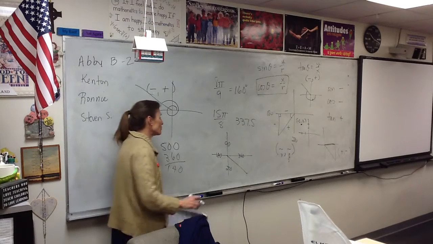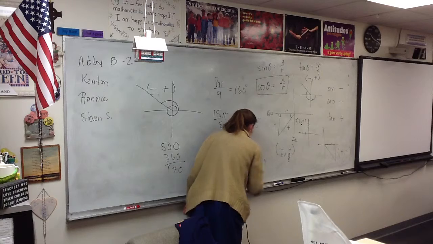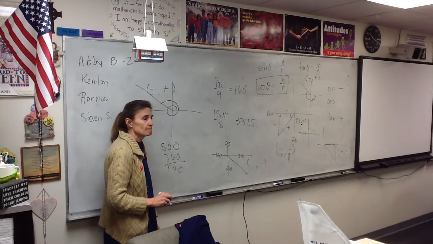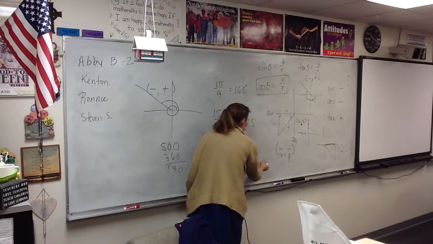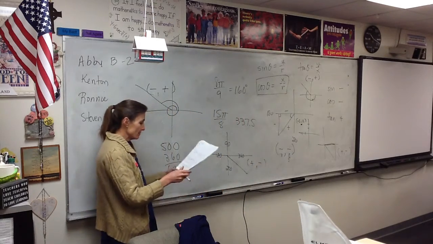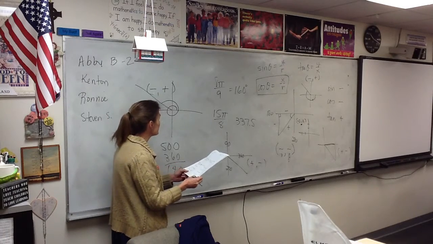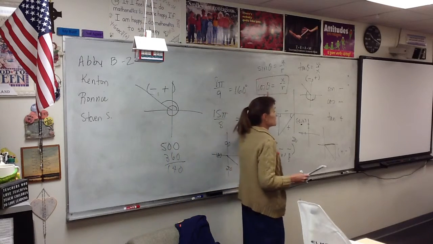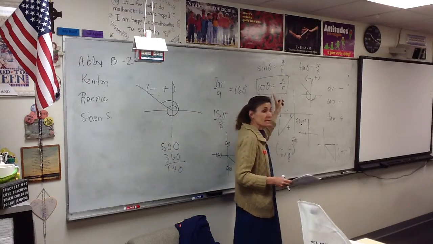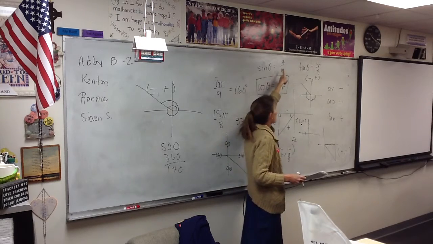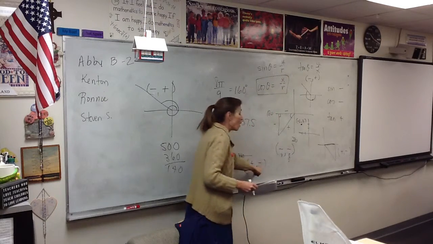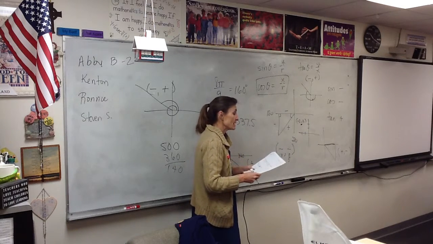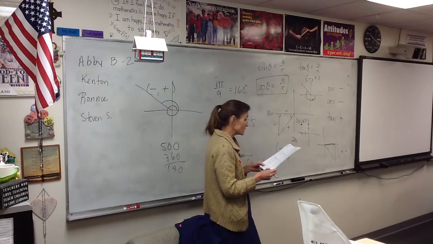Okay, so 337.5 is in quadrant 4. Tell me what you know about quadrant 4. X is positive and Y is negative. This is problem D. I need the cosecant. Now wait a minute. Which of these is the reciprocal of the cosecant? The sine. So I have to look at my Y coordinate. My Y coordinate is negative. So the answer to D is negative.